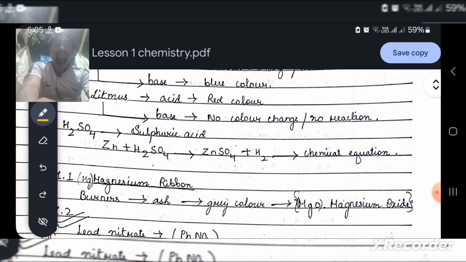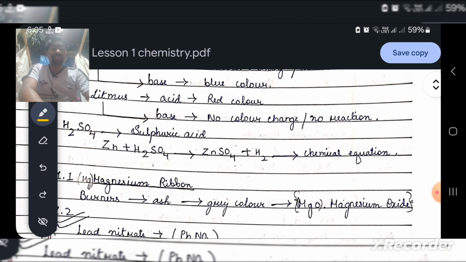And on the left side, you can look, this Zn plus H2SO4 is zinc plus sulfuric acid. H2SO4 means sulfuric acid, the acid. That is the reactant. There are two reactants: one is zinc and the other is H2SO4, that is sulfuric acid.